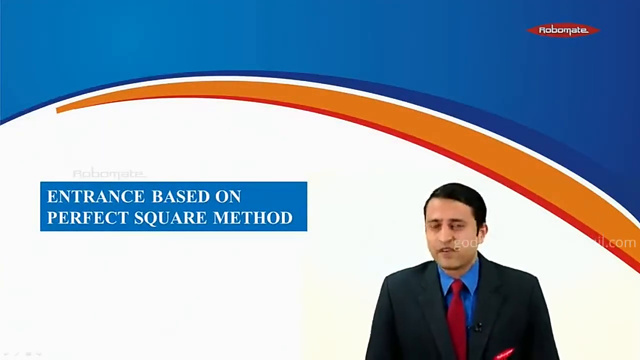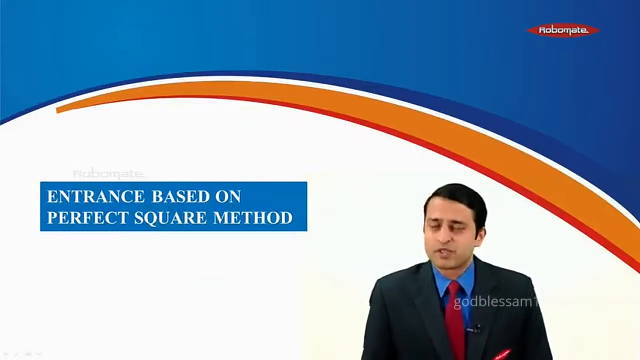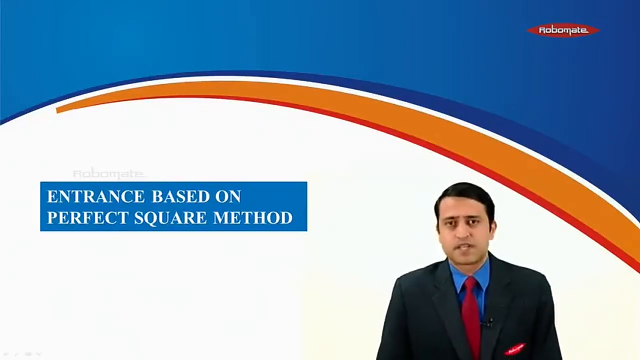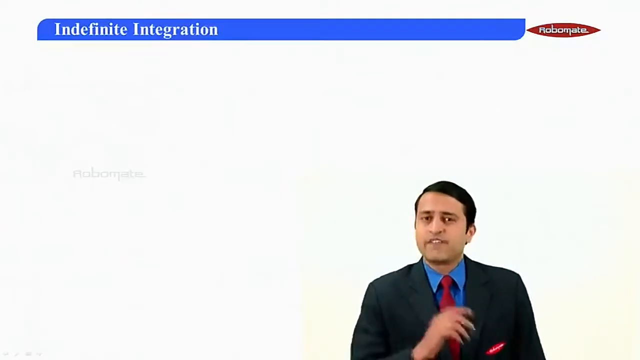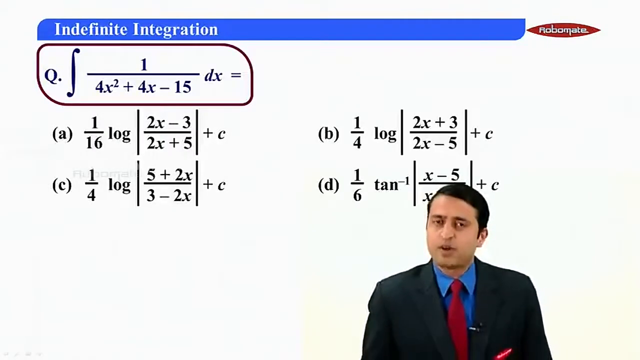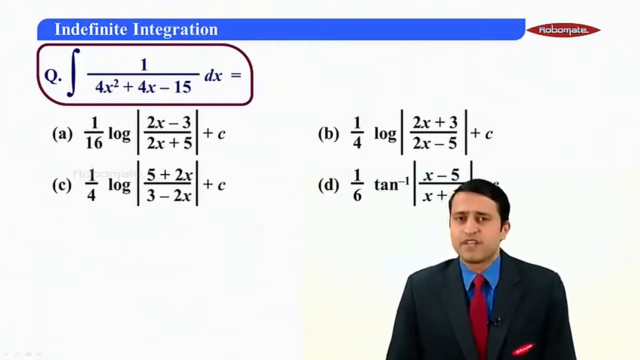My dear students, we have already seen the type of integration based on perfect square methods from the board's perspective. Now let us have a look at it from the entrance point of view. The very first sum here we have is 1 upon 4x square plus 4x minus 15 dx.